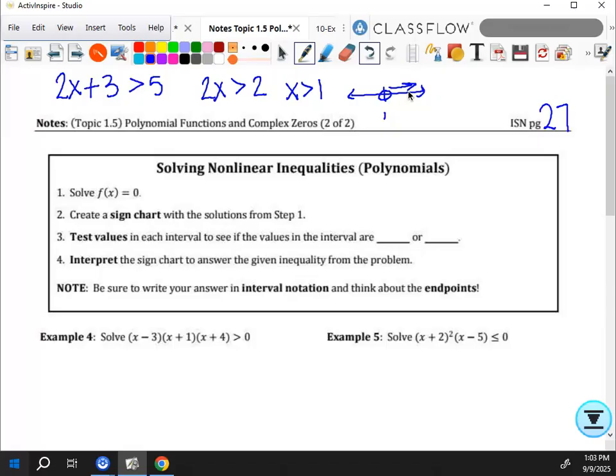So, oh, hang on a second. Let me get her something.